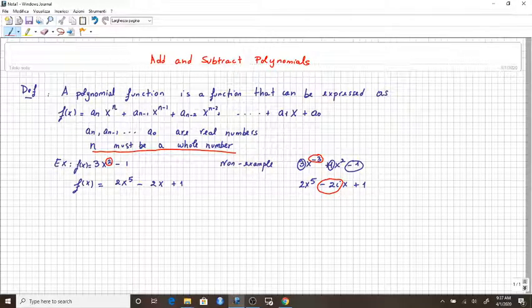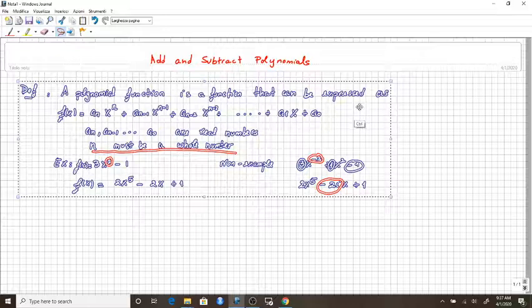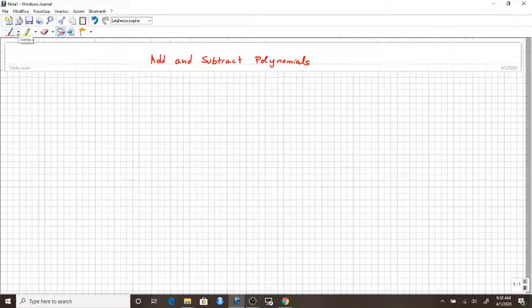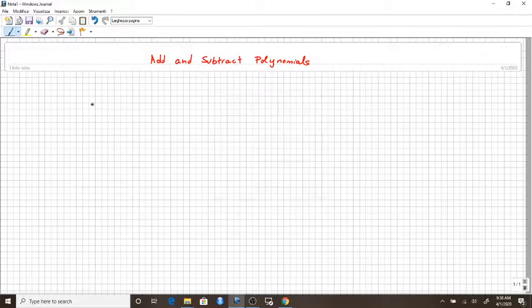So this is just to give you an idea of what a polynomial function is. Now let's see how to add and subtract polynomial functions. The strategy we're going to use is actually pretty simple, because the only thing we need to do is combine like terms. So let me show you an example.